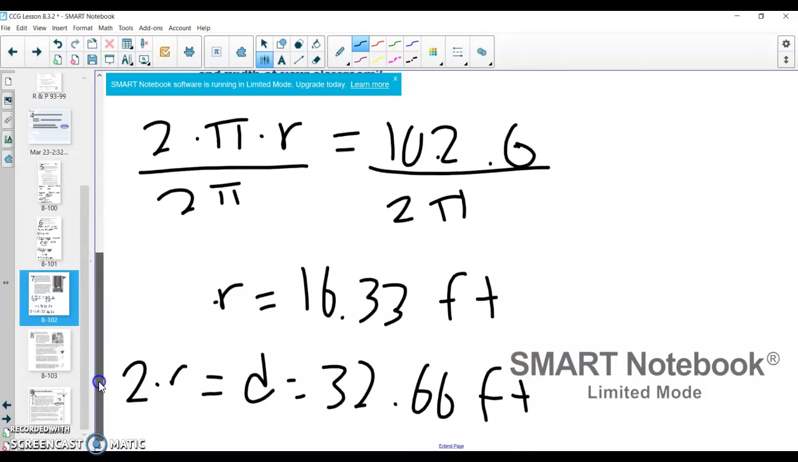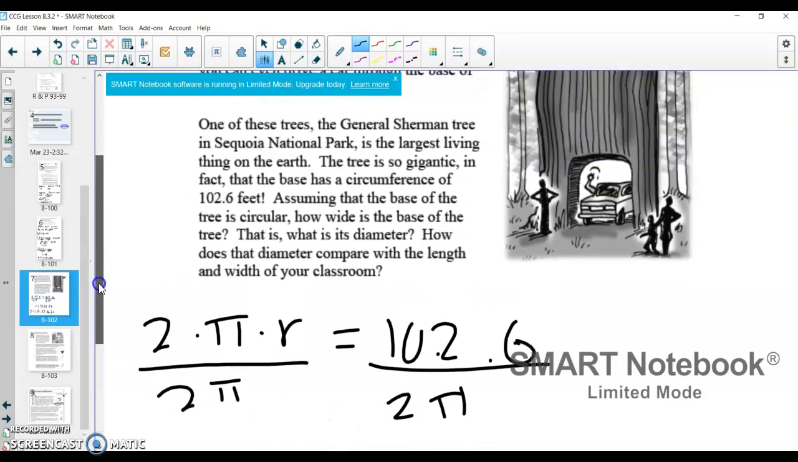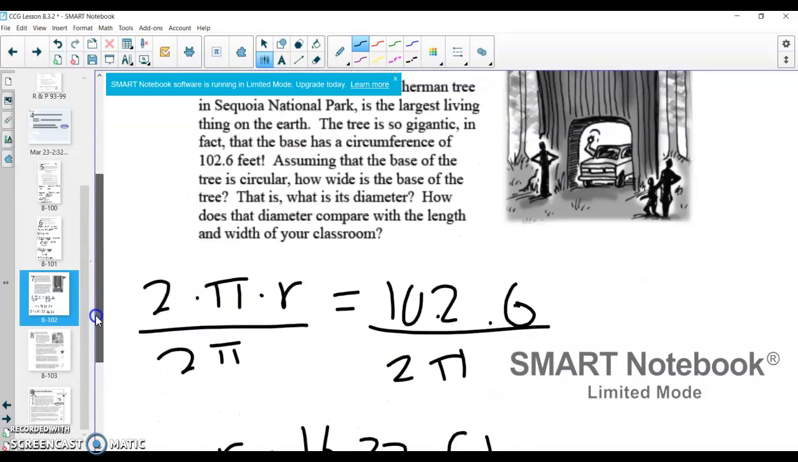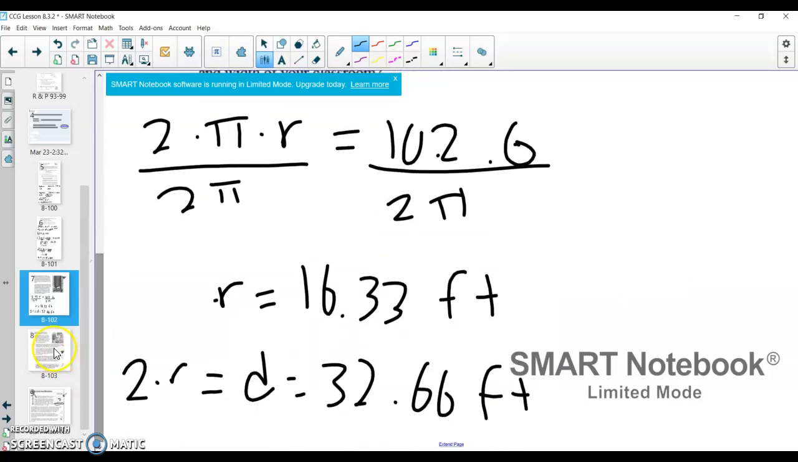Now, if you can picture what our classroom looks like, maybe you can think, well, what is 32.66 feet for our classroom? I don't have the imagination strong enough to do that, but I think that would take up maybe our whole classroom. All I know is that's ginormous for a tree. All right, we'll move on to the last one, 103, and then math notes, and we'll be done.